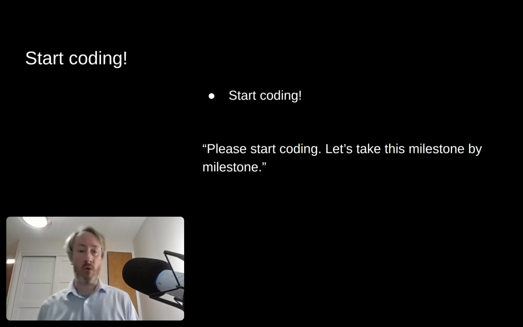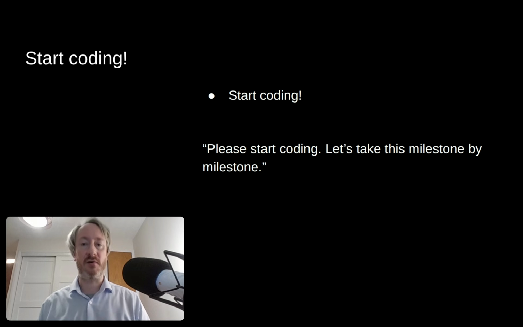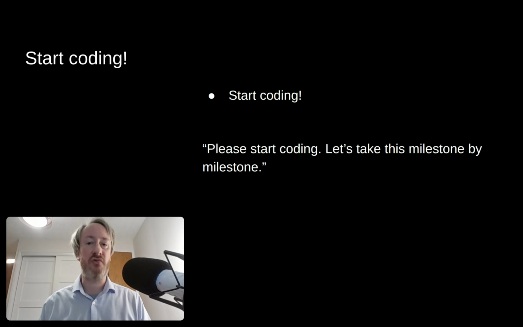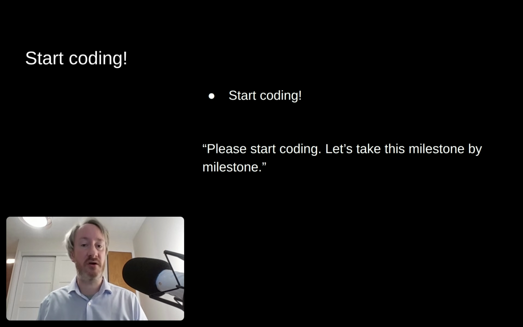And that's what I'm going to recommend next. You can say to the AI, please start coding. Let's take this milestone by milestone. The AI will look at your plan document and it will say, okay, going to start doing milestone 1, and it will start ticking off the tasks within milestone 1. And that's what you want, and that's good. You've now started, and this is you vibe coding.